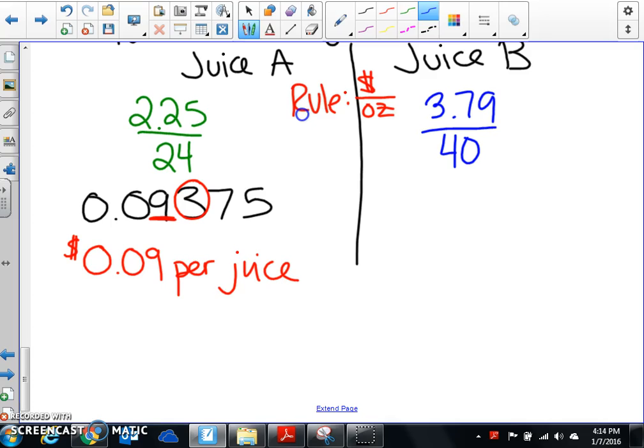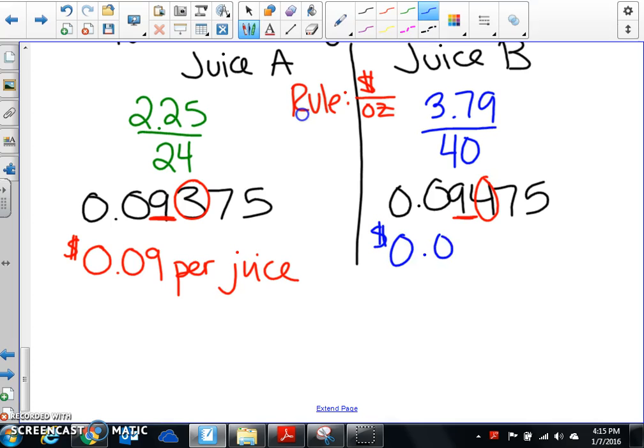Over here, $3.79 divided by 40. Okay, so once again, I look at the third number, after the second decimal. 4 is going to keep this 9 the same. So this one is also 9 cents per juice. So then you got to ask yourself, wait, what just happened? How do I have the exact same amount?